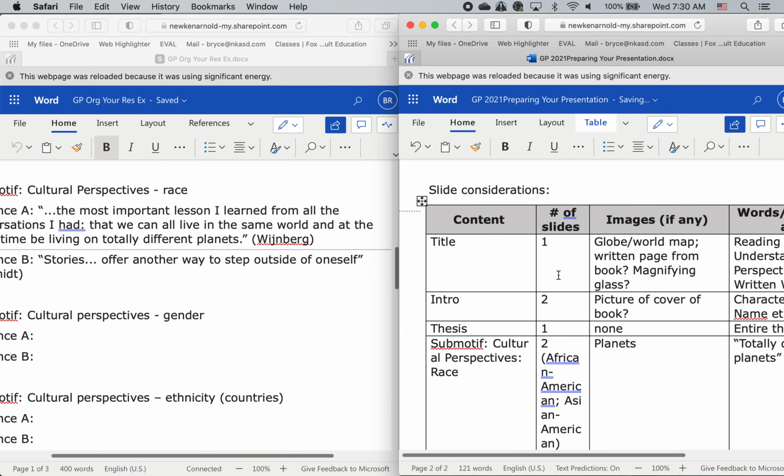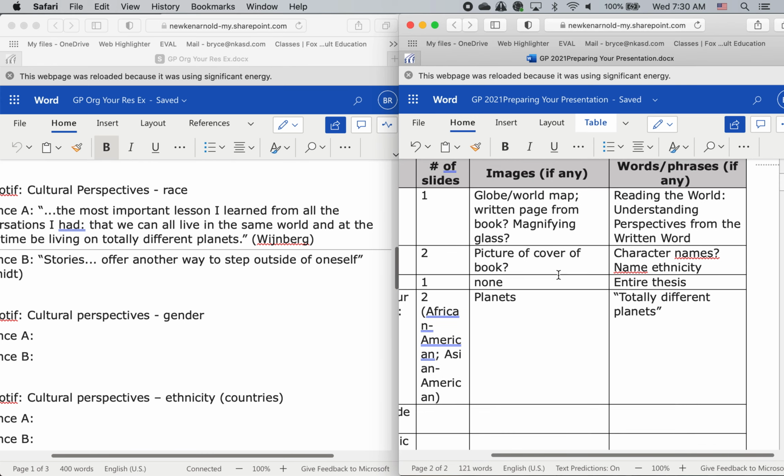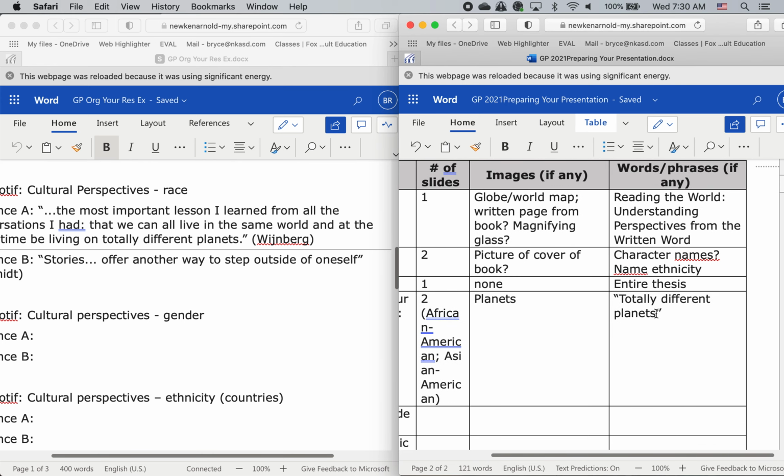This is me walking through my brainstorming process here. You know, should I quote? Should I actually have the words, totally different planets? Or should I have planets on there so when I speak to my audience, that's the visual they see while they're hearing me talk about it? Okay? So that's something to consider. Personally, I like the images better, so I would get rid of those words.